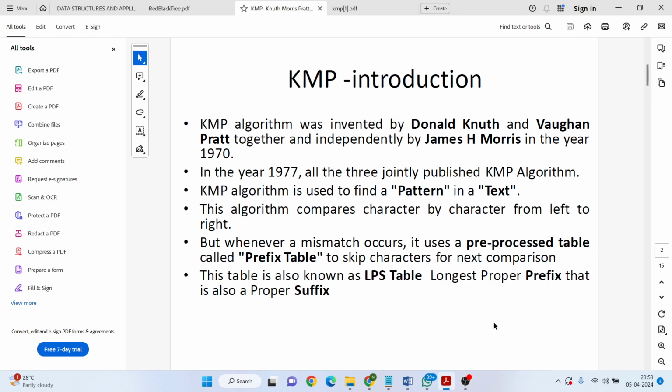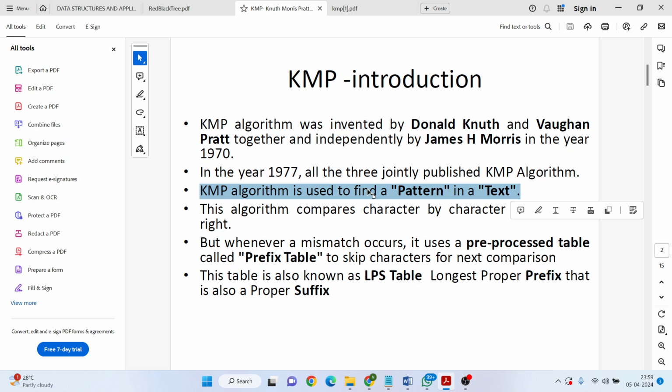Pattern is a part of the string which you are going to look for in the main string. You will be given a string, and you have to find out a particular string. For example, in this case, the KMP algorithm is used to find a pattern in a string. I wanted to know whether "find" is there or not. Find is my pattern, and "KMP algorithm is used to find pattern in a string" is the main string.